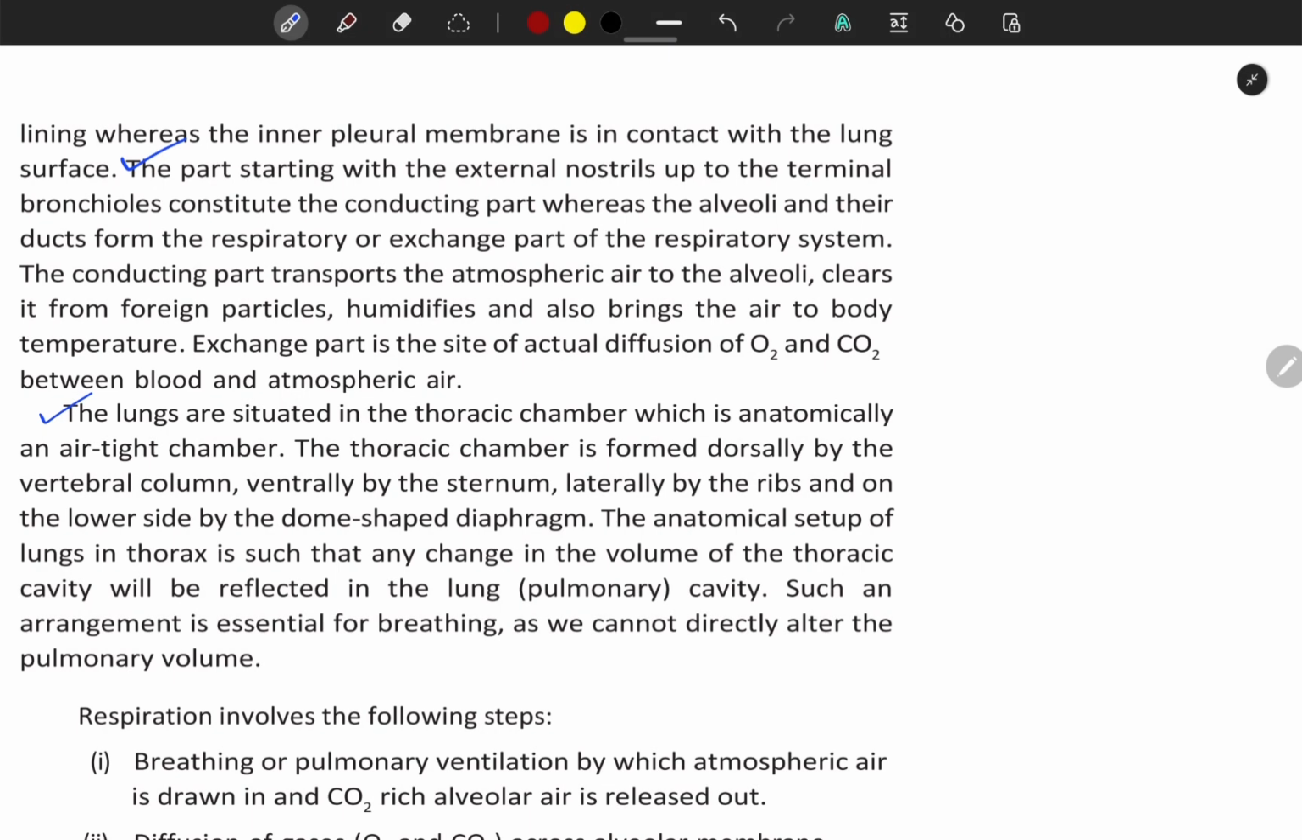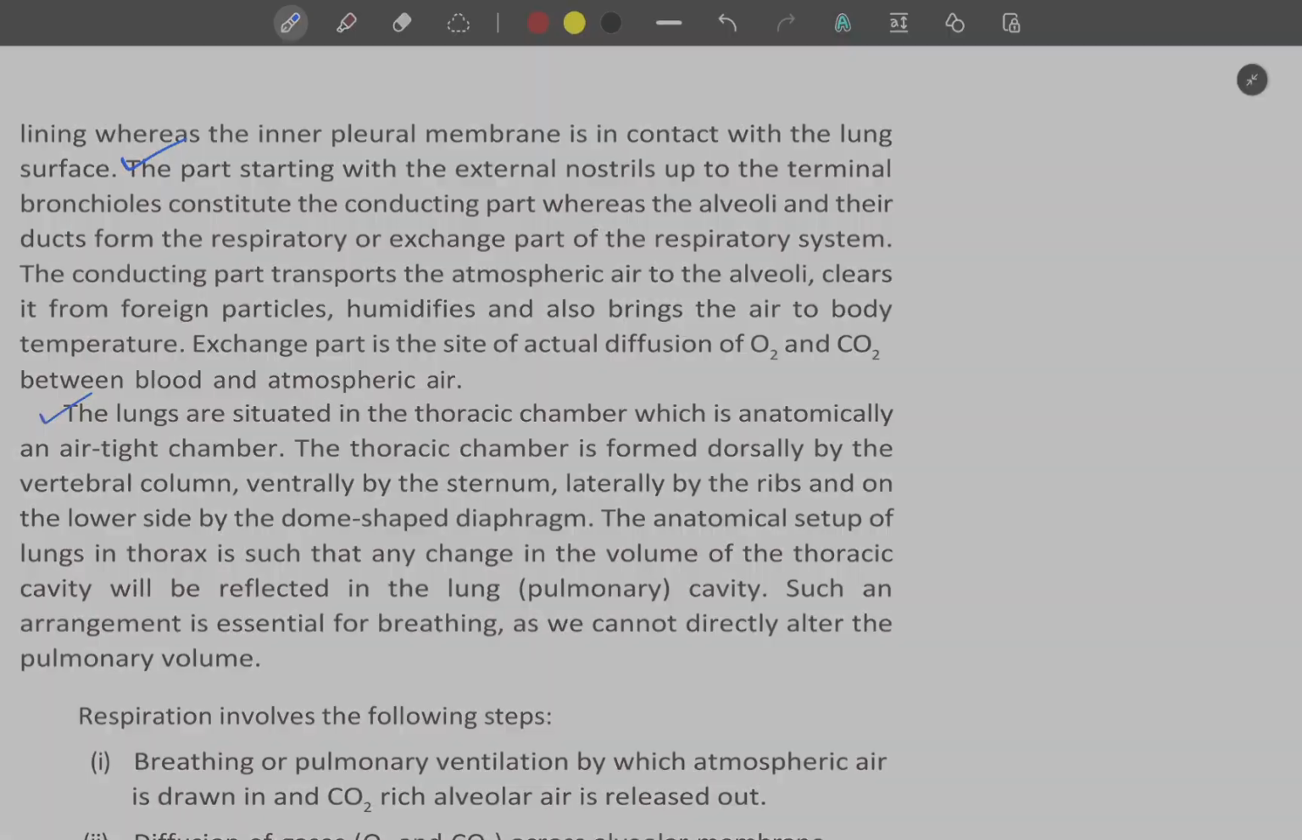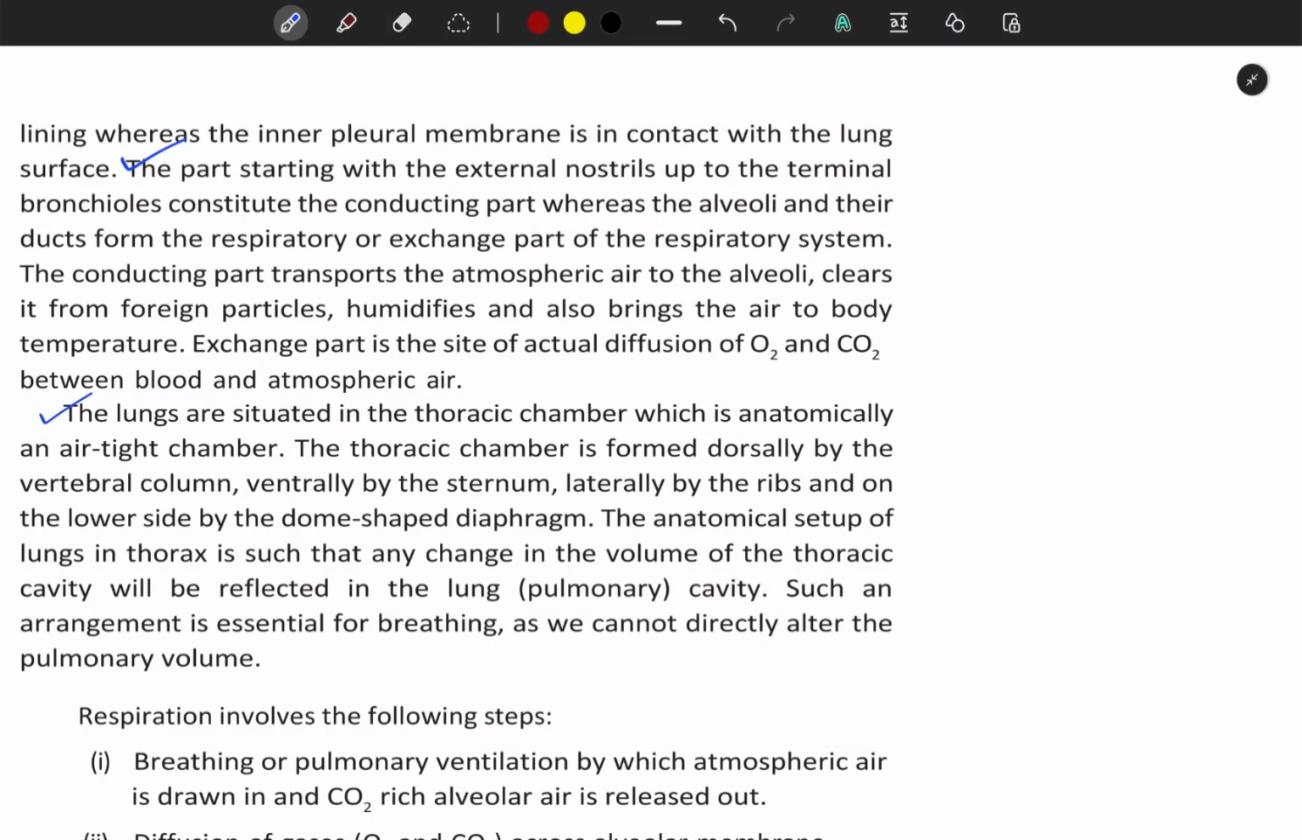The lungs are situated in the thoracic chamber, which is anatomically an airtight chamber. The thoracic chamber is formed dorsally by the vertebral column, ventrally by the sternum, laterally by the ribs and on the lower side by the dome-shaped diaphragm. The anatomical setup of the lungs in the thorax is such that any change in the volume of the thoracic cavity will be reflected in the lung, that is, the pulmonary cavity. Such an arrangement is essential for breathing, as we cannot directly alter the pulmonary volume.